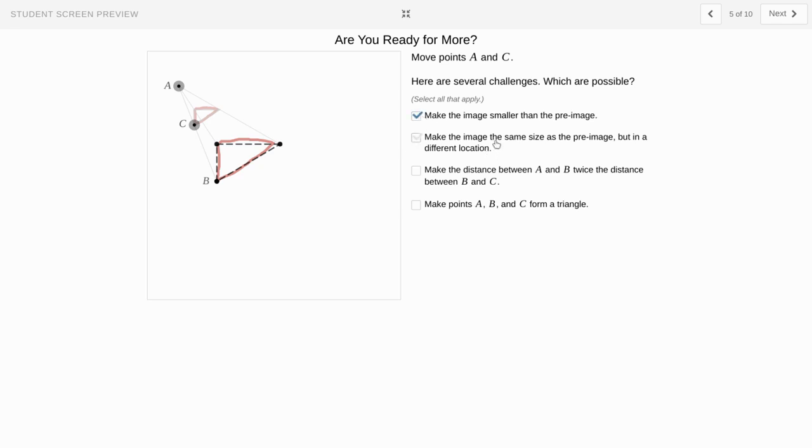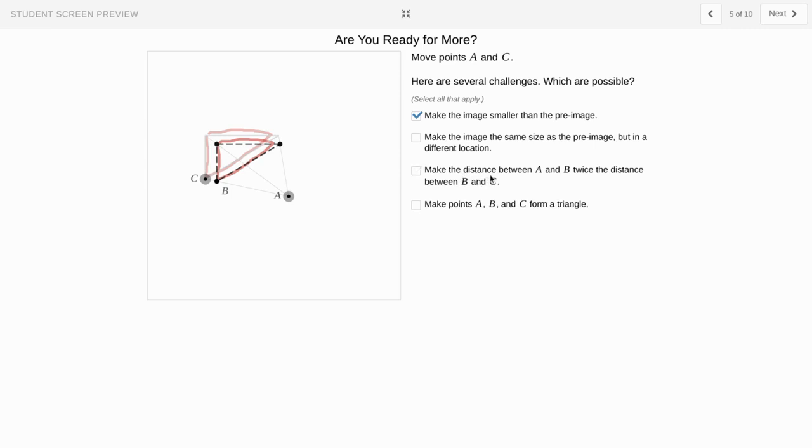All right, make the image the same size as the pre-image, but in a different location. So here, no, it's not doing anything. Can I do that? Let's see. I don't think I can do that. It's going to be bigger. It's not the same size. It's a little bit bigger, so I can't do that.